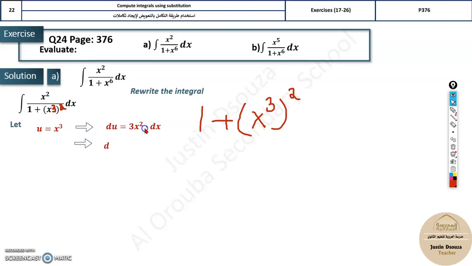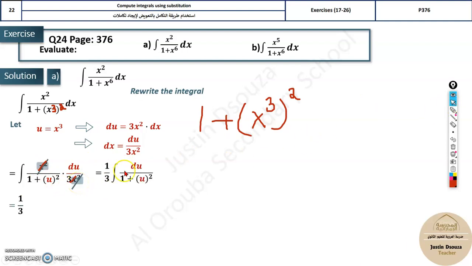And then du will be 3x squared dx and so on. Dx will be du by 3x squared. Now substitute: x squared divided by 1 plus x to the power 3 is u, so it will be u whole square. What about dx? It will be du divided by 3x squared. This is very important. X squared and x squared cancel off. And then you're getting 1 by 3, this constant, take it out, du by 1 plus u squared.